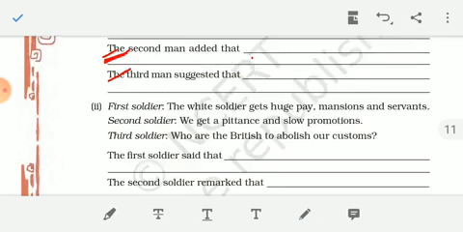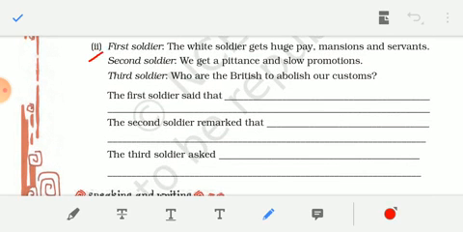Now see ahead, number 2. Here also 3 sentences are given, the first soldier, second soldier and third soldier. What they have said already, we have to say again in indirect speech. The first soldier said, the white soldier gets huge pay, mansions and servants. So we'll change this one, listen carefully. We'll say that the first soldier said that the white soldiers got huge pay, mansions and servants.